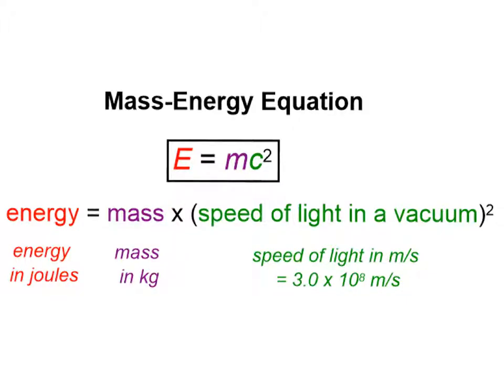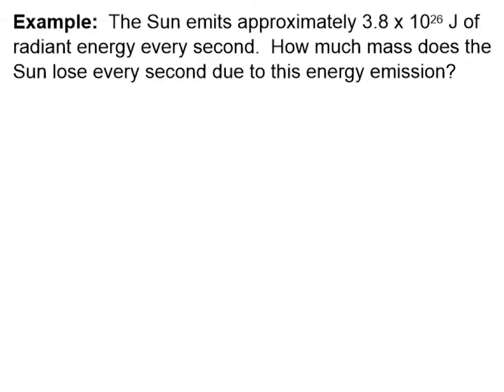You've probably all seen that E equals mc squared, where E is energy in joules, m is mass in kilograms, and c is the speed of light in a vacuum, which is 3.0 times 10 to the 8th meters per second, and that is squared. Let's do a little example problem. If the sun emits about 3.8 times 10 to the 26th joules of radiant energy every second, how much mass does the sun lose every second due to this energy emission?